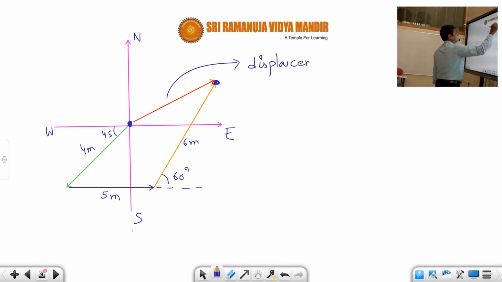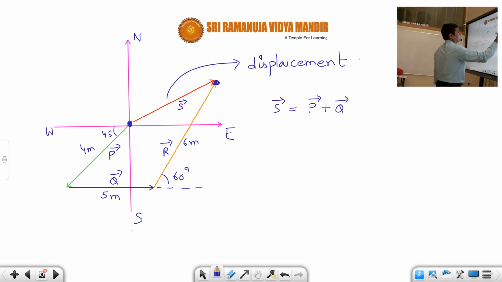So I hope, students, you can easily calculate this one. This is nothing but adding 3 vectors. Suppose let us say this vector is P, this vector is Q, this vector is R. Now let us say this vector is S. So you are asked to calculate S. S is nothing but P bar plus Q bar plus R bar. I hope you know, students.